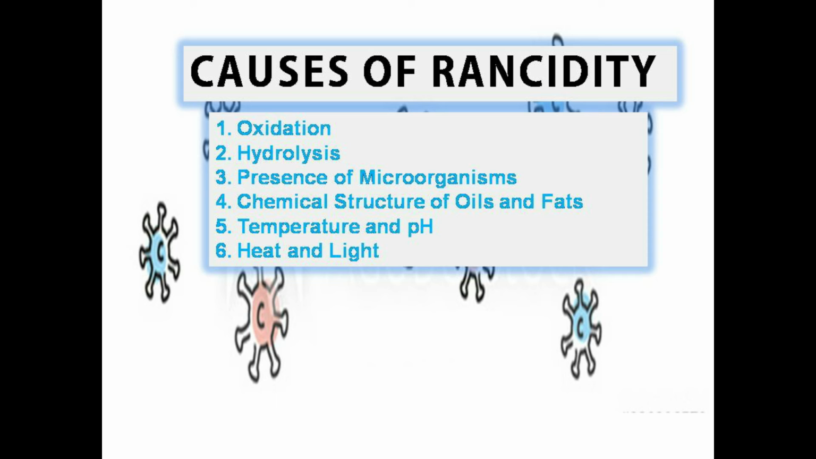Now, causes of rancidity. First of all, oxidation of oils and fats. Second, hydrolysis. Third, presence of microorganisms or bacteria. Fourth is the chemical structure of oils and fats. If the chemical structure of oils or fats is changed, then rancidity could happen. Next is temperature and pH. If the food is meant to be stored in a freezer and we store it in a hot environment, then of course rancidity will occur. This is the effect of temperature. And the sixth is heat and light.